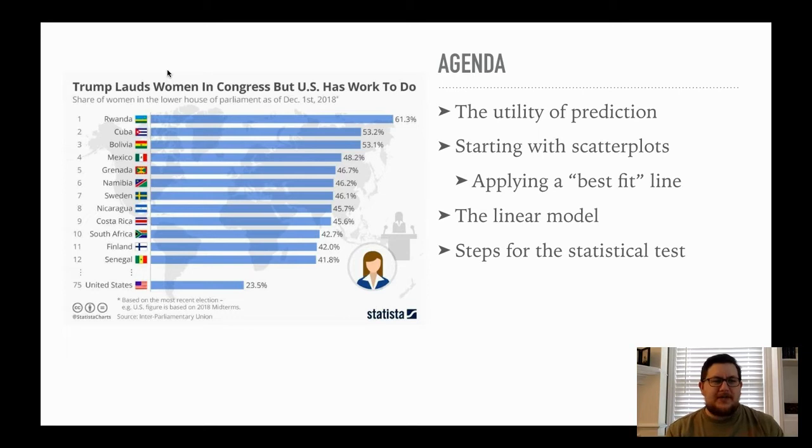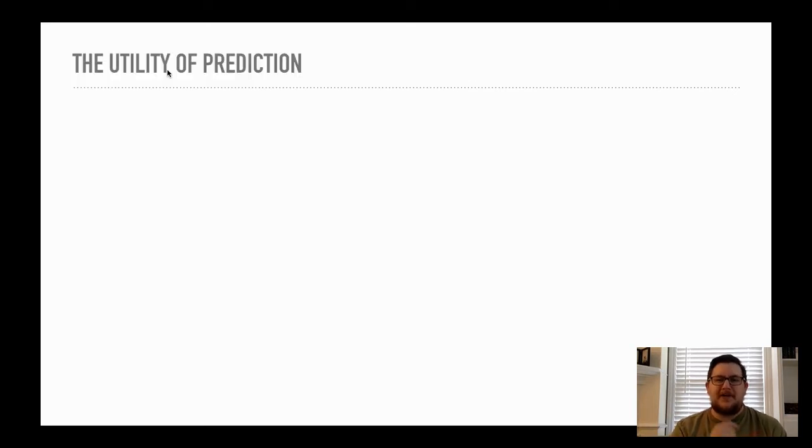So here you see, as of December 2018, here are the top countries in the world where women make up a share of the lower house of parliament. Rwanda is, of course, highest at 61%. It's actually up to 63% now. Cuba is at 53%. Bolivia was at 53%. US, obviously, all the way down at 75%. All right. So, diving in.